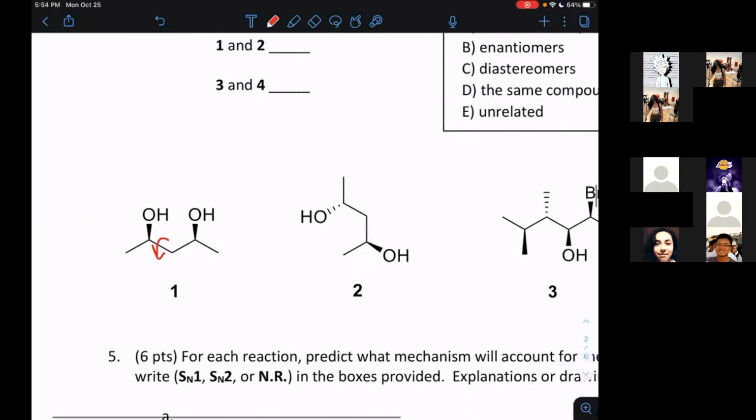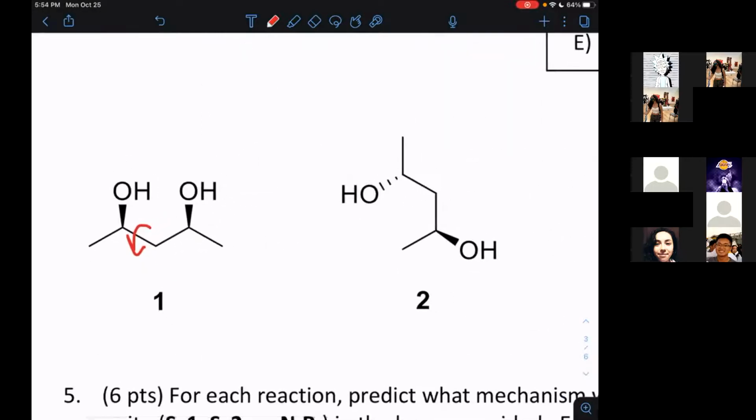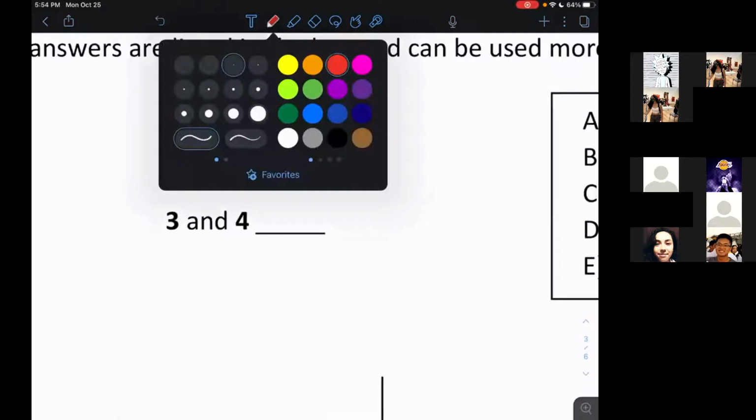So yeah, this one, if you have a molecular model set, you can see too, it's just this bond is rotated. So yeah, these ones are the same compound.